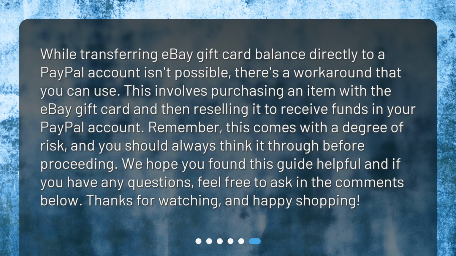While transferring eBay gift card balance directly to a PayPal account isn't possible, there's a workaround that you can use. This involves purchasing an item with the eBay gift card and then reselling it to receive funds in your PayPal account. Remember, this comes with a degree of risk, and you should always think it through before proceeding.